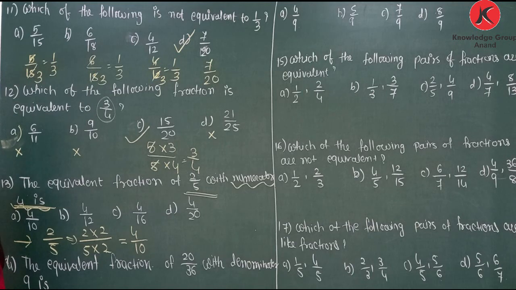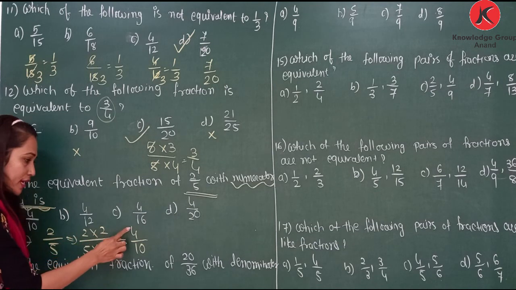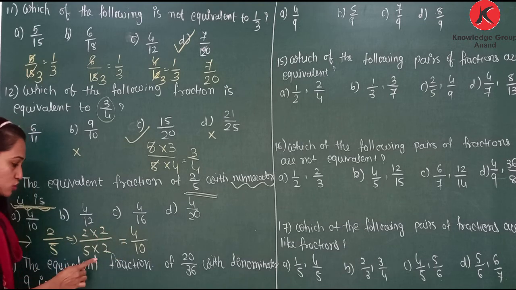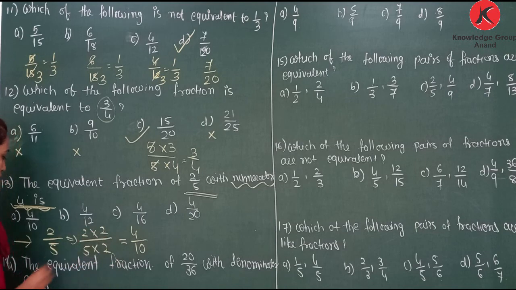We should find the number that we will multiply with the numerator to get 4. The same number we should multiply in the denominator. Here we multiply 2 by 2, we get 4. So the same number we should multiply in the denominator. 5 2s are 10. So the answer is option A.